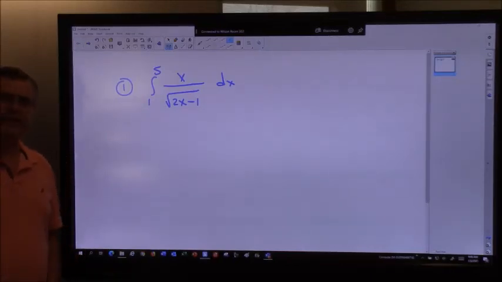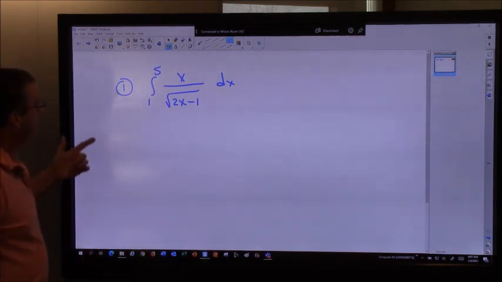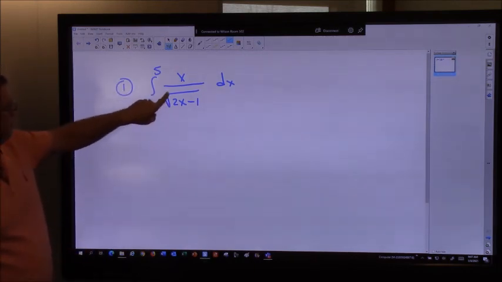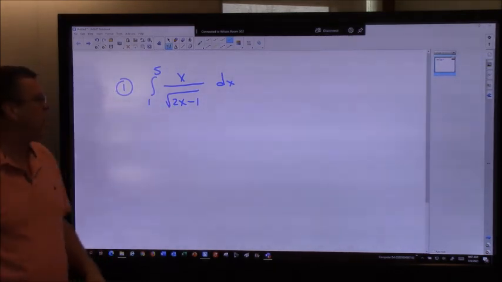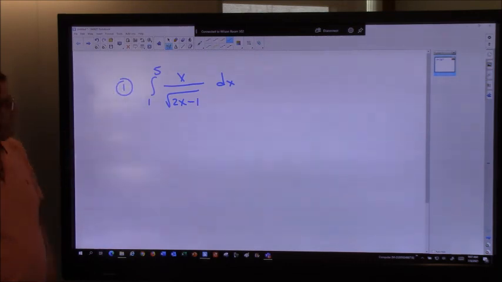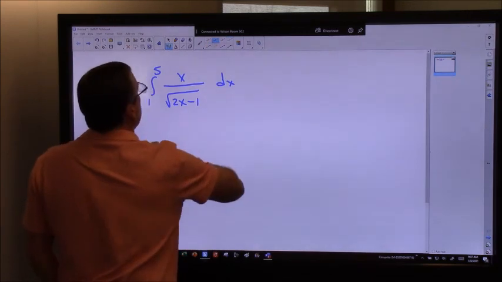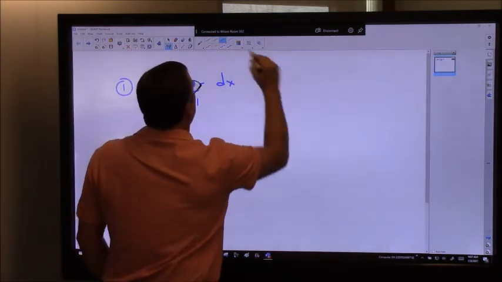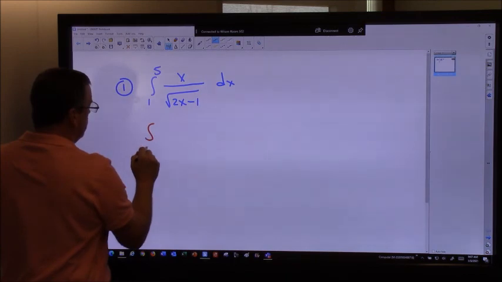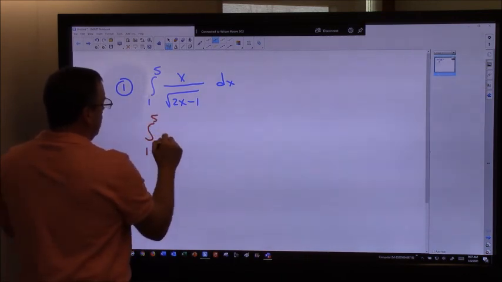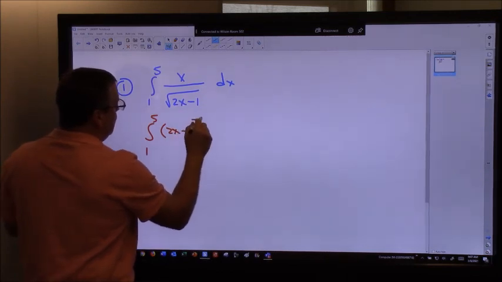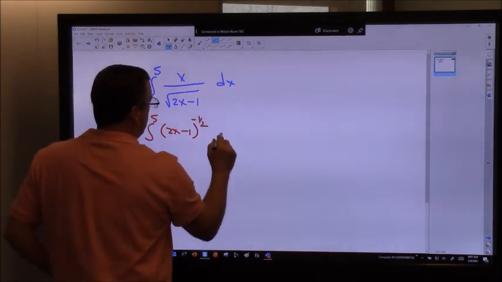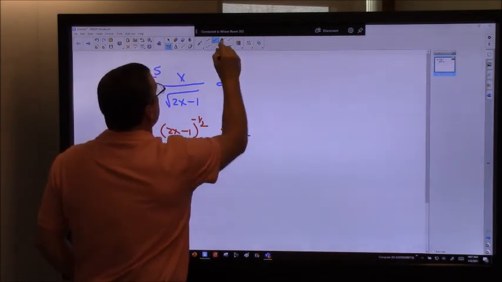So we're working on this idea of substitution. And I've got a problem here where I see something inside parentheses. You know, a square root is always something raised to the 1/2 power. So something inside parentheses raised to an exponent makes me think substitution. So first of all, let's rewrite this: the integral from 1 to 5 of (2x minus 1) raised to the negative 1/2 times x dx.